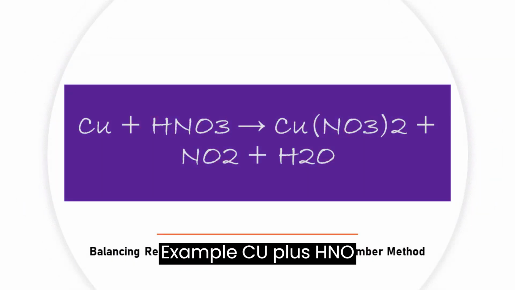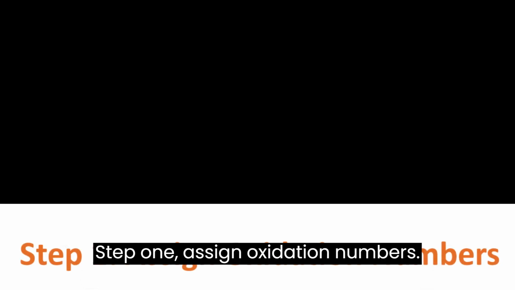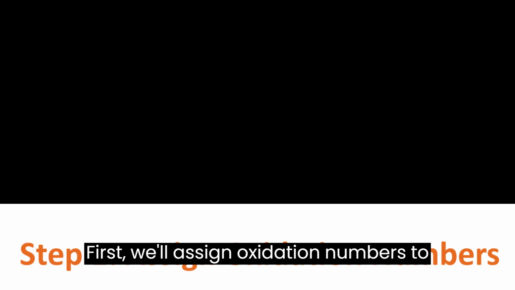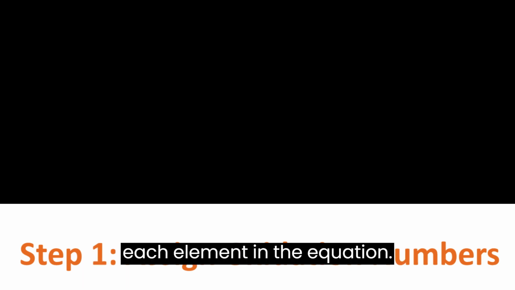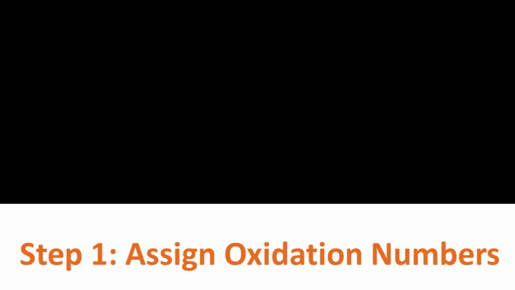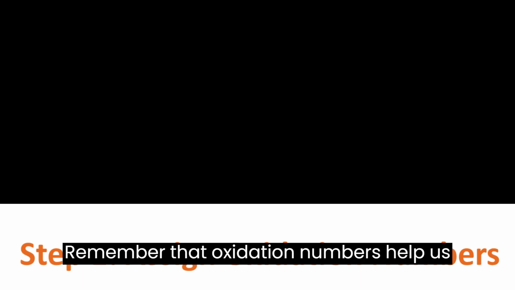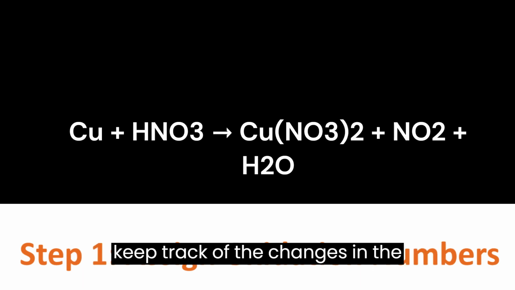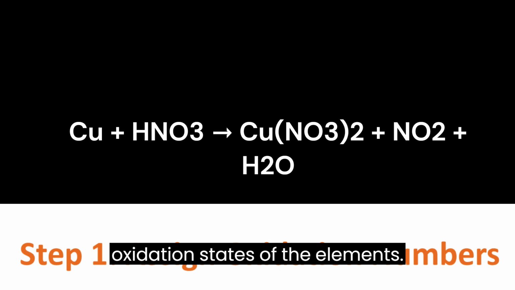So, let's get started. Example: Cu + HNO3 → Cu(NO3)2 + NO2 + H2O. Step 1. Assign oxidation numbers. First, we'll assign oxidation numbers to each element in the equation. Remember that oxidation numbers help us keep track of the changes in the oxidation states of the elements.